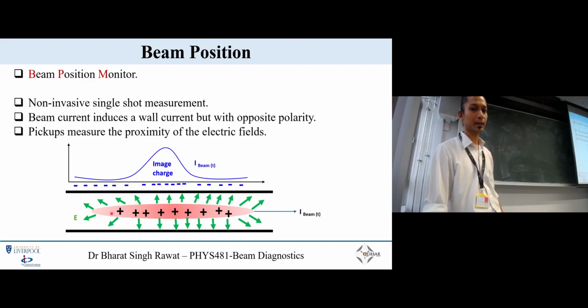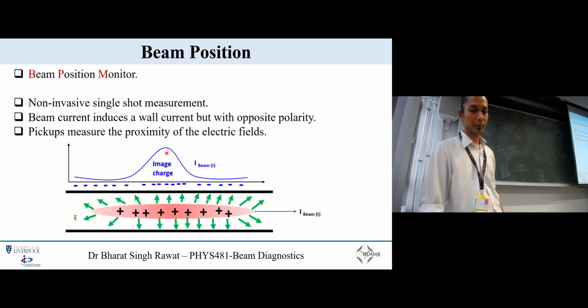Since it is a conducting pipe, it will also create an image charge, which is opposite to the charge of the particle. This will be very similar to what the particle is behaving like inside. Based on this image charge, we can infer the quality of the beam. If the bunch is Gaussian, we can say that the image charge will also be Gaussian, but then you have to apply some correlation between the two so that you can infer the quality of the beam.